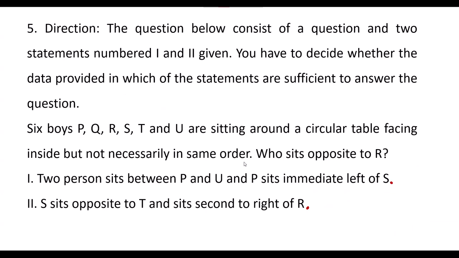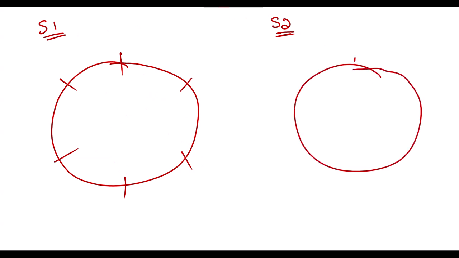Data sufficiency question, circular table, 6 people arrangement. When you go for that 6 people arrangement in a circular table, we try statement one alone, statement two alone. If not possible, then we'll try for together. So we have 6 slots.